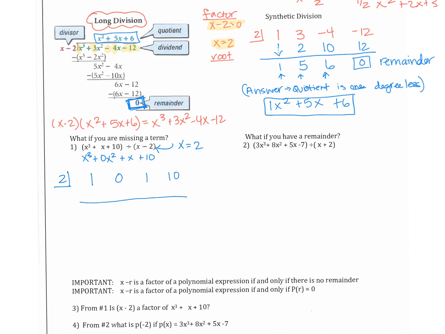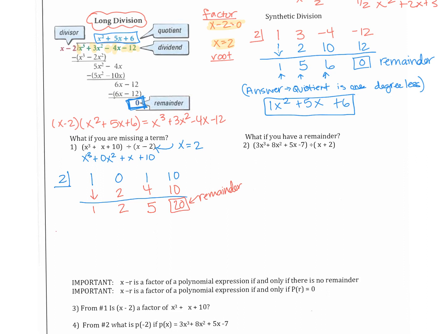So now I'm going to start my process. Let me grab a different color here. I'm going to bring down the 1. I'm going to multiply by 2. I'm going to add and get 2. I'm going to multiply by 2 and get 4. I'm going to add and get 5. Lastly, I'm going to multiply by 2. And I'm going to add, and careful, I get 20. This is telling me my remainder is 20. So, in other words, x minus 2 is not a factor.